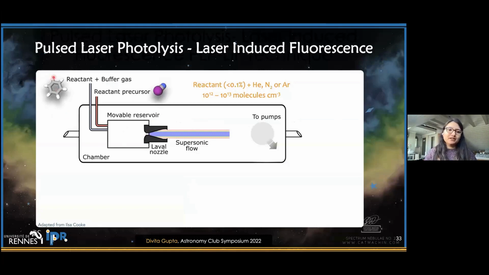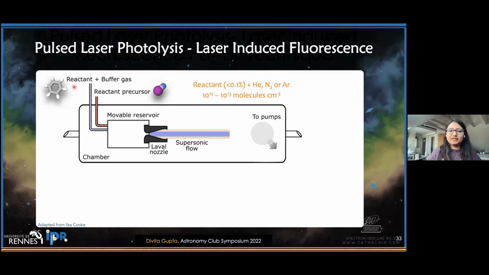For these measurements, we have our reactant. In this case, I'm showing benzene. And you have a reactant precursor. So this is the radical precursor. What I will be talking about is a CN radical. And a CN radical, you cannot just buy it off the market, okay? So what you actually need is a precursor to generate this radical.